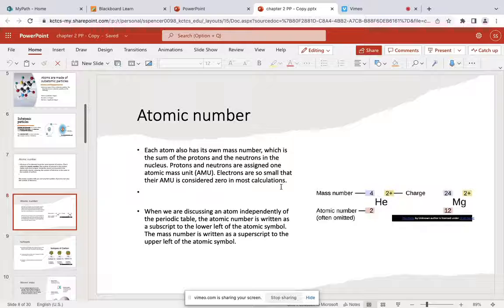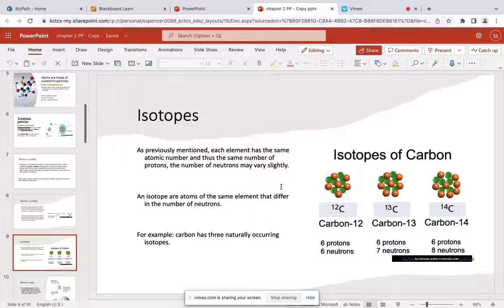Again, you guys aren't going to be chemists. We're not going to go too into detail on this. I'm just kind of highlighting the principles. So an isotope, what's an isotope, right? Again, I was talking about carbon a minute ago. As previously mentioned, each element has the same atomic number, thus the same number of protons. However, the number of neutrons may vary slightly.